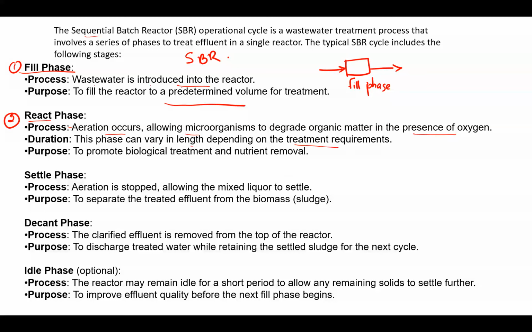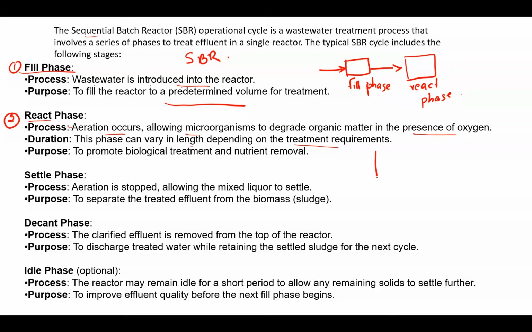If the wastewater loading is very high, that means the concentration is very high, then we require more time because it has more organic matter, so we need more time to process it. That means the react phase is longer. Okay, I hope you understood. The second phase is the react phase.